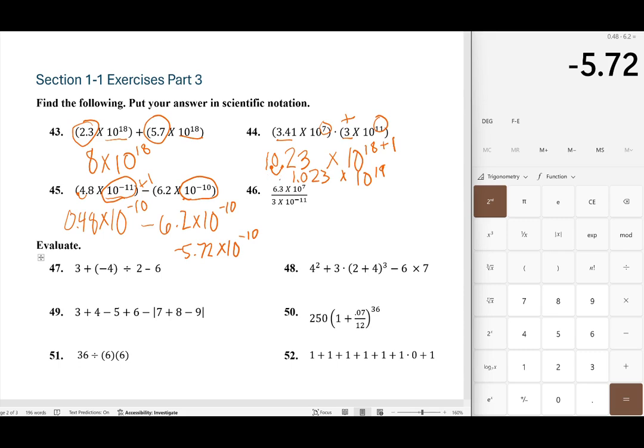For number 46, we're going to do the same thing where we deal with first the numbers that are not 10. So 6.3 divided by 3 gives you 2.1. And whenever you're dividing with exponents, you're actually going to subtract them. So it's going to be 10 to the 7 minus negative 11. And remember, our rule from the previous video is that you need to add when you have a minus and a minus, or minus and negative. So that really becomes 2.1 times 10 to the 7 plus 11, which gives you the 18 for the exponent there. And that is 43 through 46.